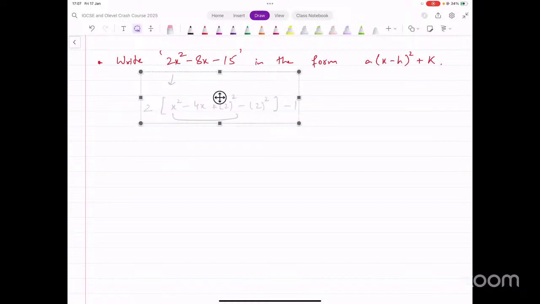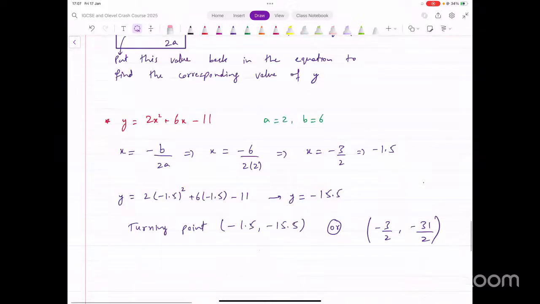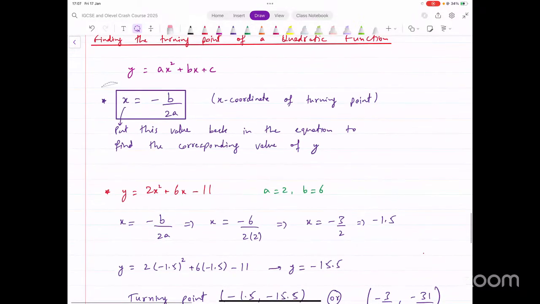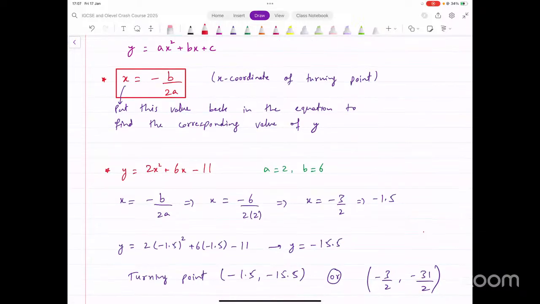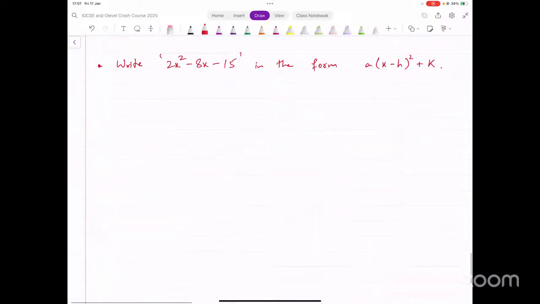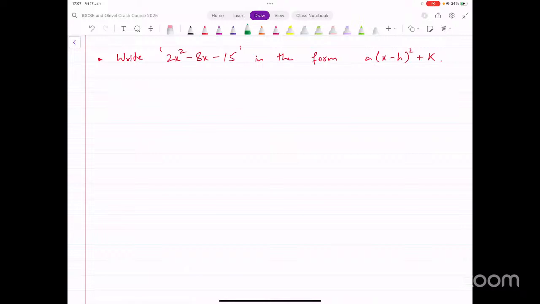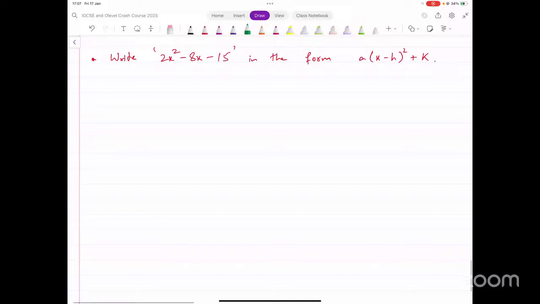But there's another method that we can actually use once we remember this formula. So remember this formula, x equals minus b over 2a. In a completed square form, in a form that looks like this, h and k are actually the coordinates of the turning point.